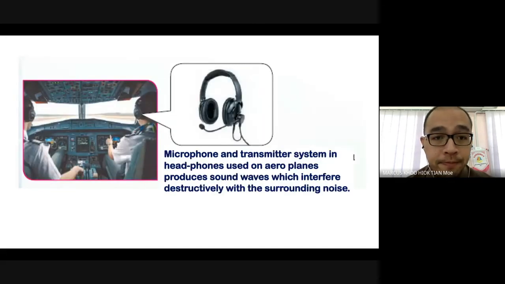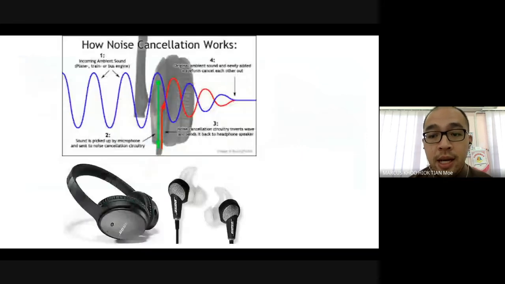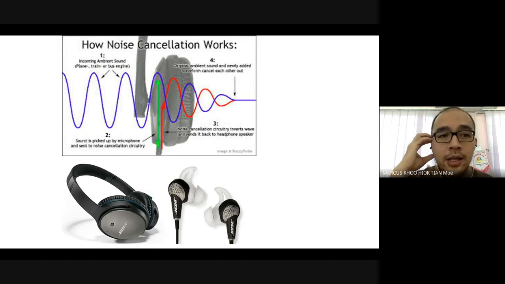The third one is this: microphone and transmitter system in headphones used on aeroplanes produces sound waves which interfere destructively with the surrounding noise, otherwise known as noise cancellation headphones or noise cancellation mics. There's this sound from the outside, which we call ambient sound: the dog barking, the rooster crowing, or your baby brother and sister fighting. But when you wear this, you suddenly find that you can't hear them already. You can block out the noise.